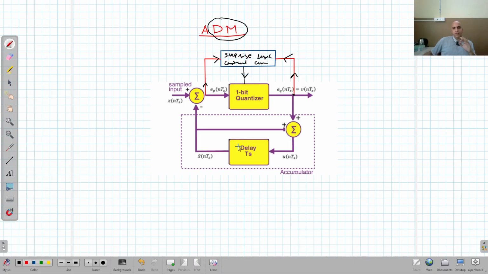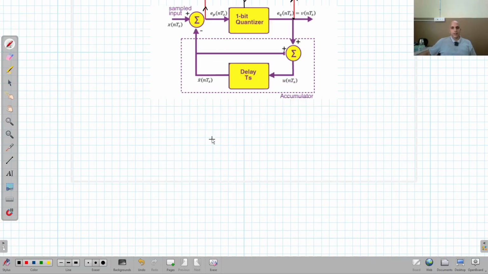Now, in order to understand how this circuit will work, I am showing you a diagram or graph that will explain the working of this circuit. So I am drawing this diagram here.